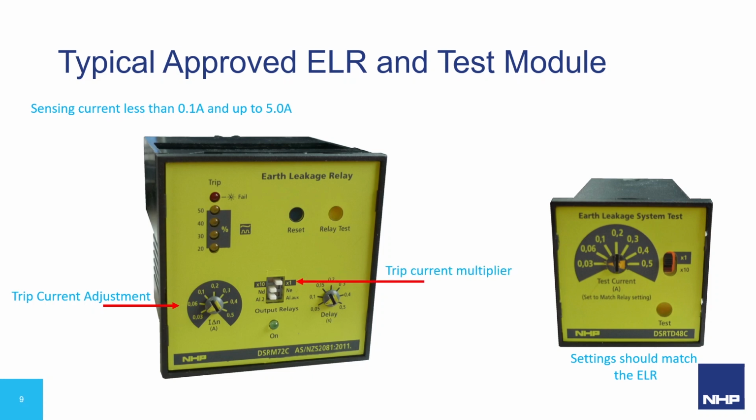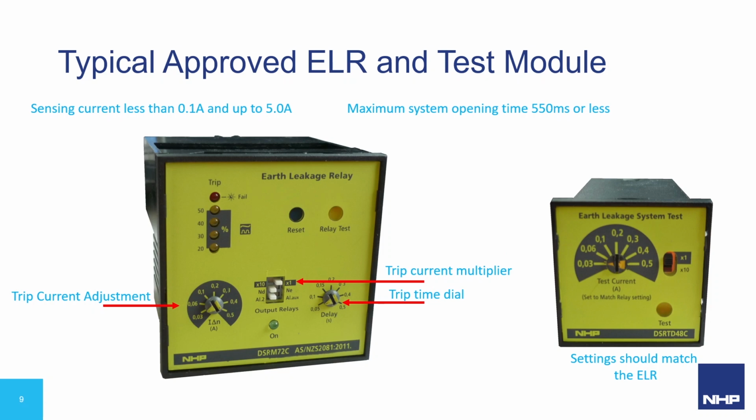The dip switches in this case serve a number of purposes. Firstly, as an I delta N multiplier, times 1 or times 10 of that setting on the front face panel, and this takes the setting possibilities up to 5 amps, as the standard specifies.